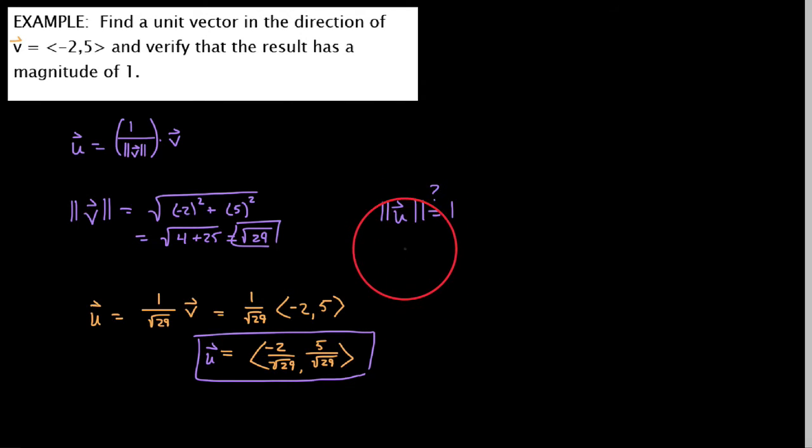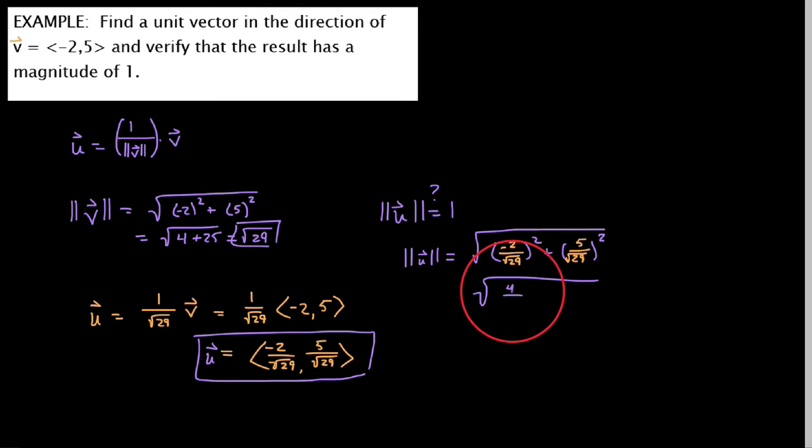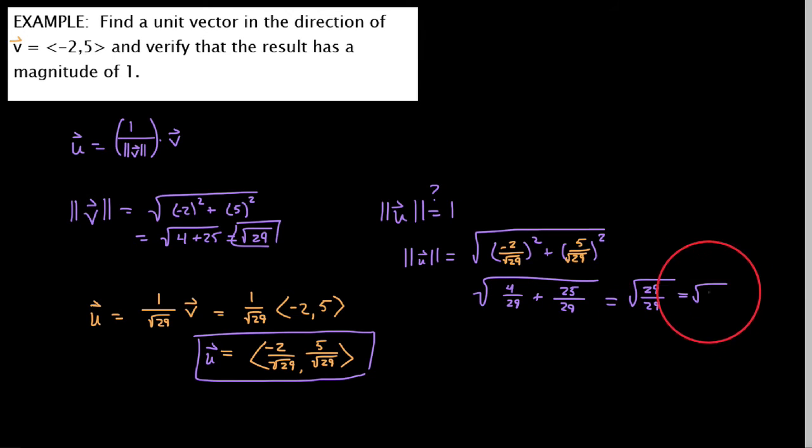To find its magnitude, the magnitude of u is equal to the square root of the sum of the squares of its components, where we have -2 over root 29 and positive 5 over root 29. Squaring both of these out, -2 squared is 4, and root 29 squared is just 29. Then 5 squared is 25, and root 29 squared is 29. So we get the root of 29 over 29, which is essentially the root of 1, which is 1.